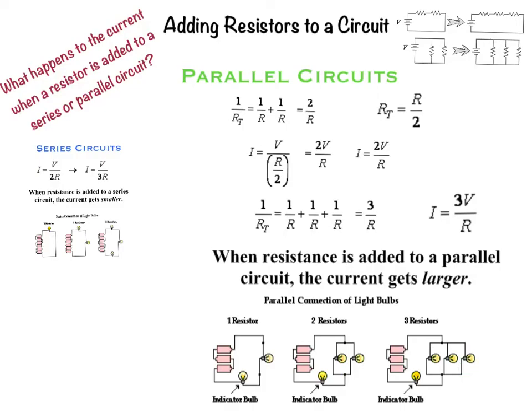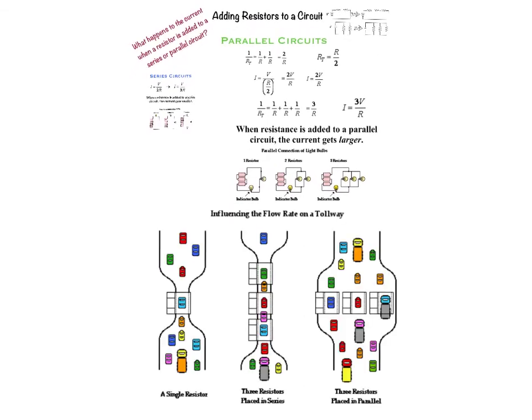As an analogy for this, let's think about traffic through, say, a toll bridge. For this analogy, we start out with a single collection point in our toll bridge. If we add more collection points in series, then we end up bottlenecking the traffic and increasing the resistance, decreasing the number of cars that can go through, so our current goes down. If we add our toll points in parallel, we can get more cars through. We actually end up decreasing the resistance and increasing the current.